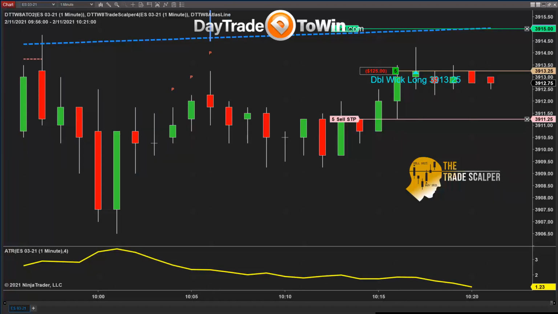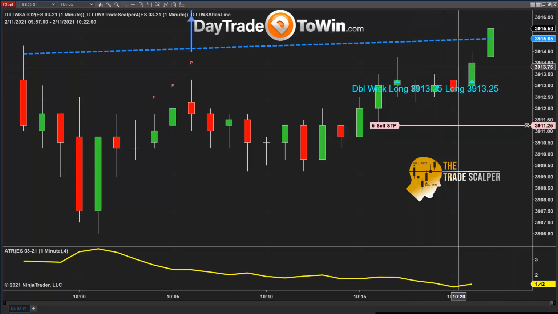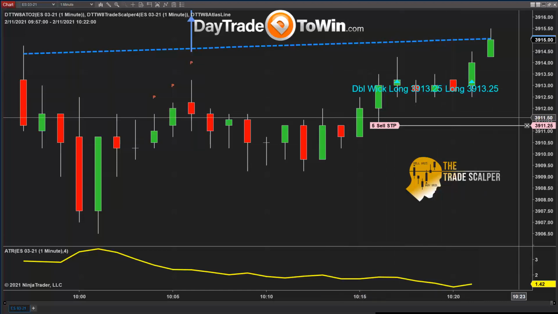Now, the target is very specific. If you look down at that yellow line there at the bottom, that is the average true range, the ATR. That's helping me understand what kind of target I can expect. When the ATR is higher, take a larger profit. When the ATR is smaller or lower, you take a smaller profit target. And the same thing with the stops. You can't have a small stop or a small target when the market is more volatile.